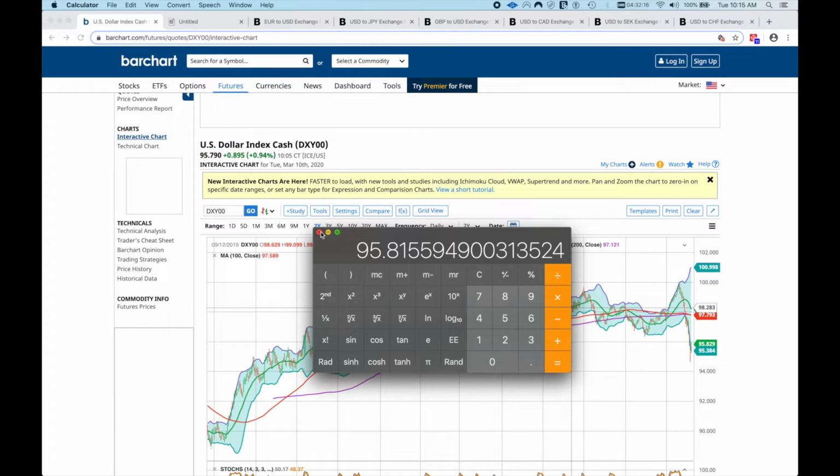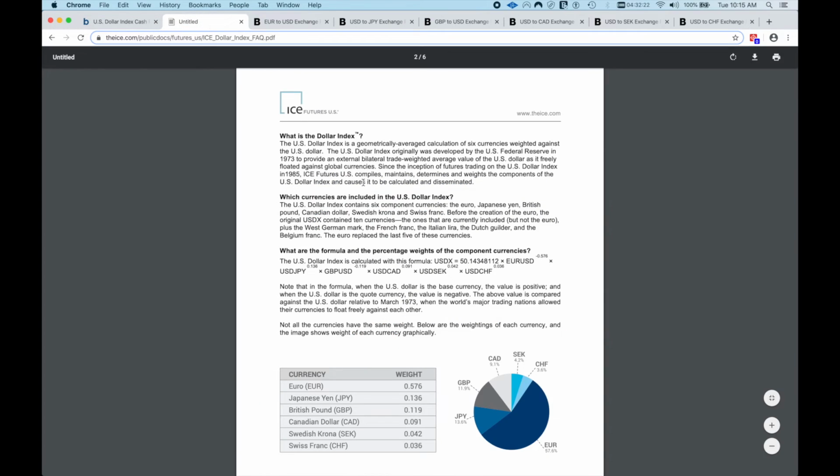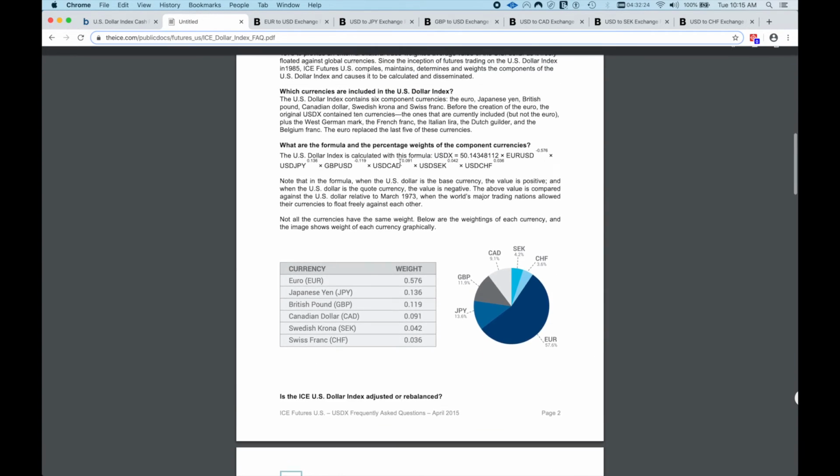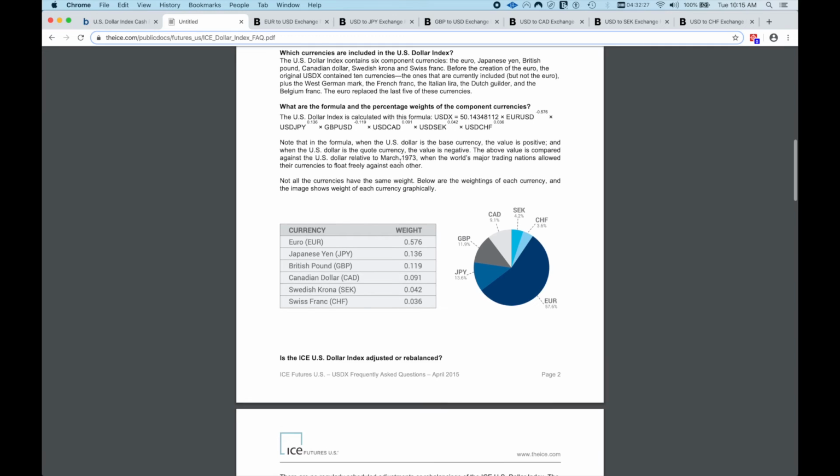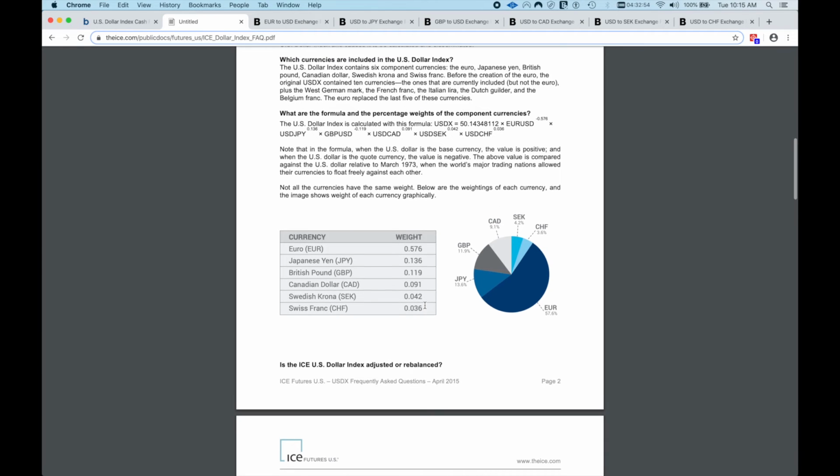So just to review very quickly, let's take a look at it visually. The US dollar index is made up of 6 currencies: the euro, Japanese yen, pound, Canadian dollar, Swedish krona, and Swiss franc. The euro to the 0.576, which is negative. Japanese yen, positive 0.136. British pound, 0.119, that's negative as well. Canadian dollar, 0.091, positive. Swedish krona, 0.042, positive. And Swiss franc to the 0.036, positive.